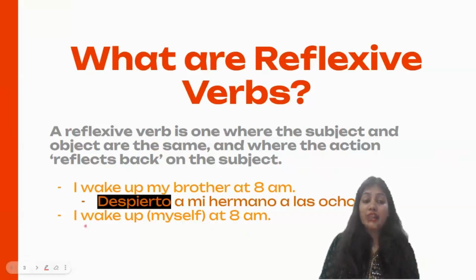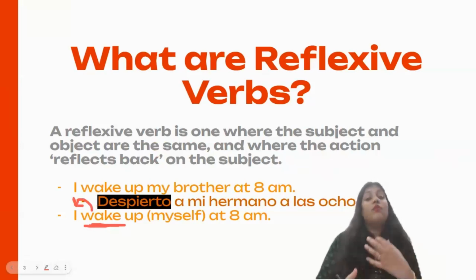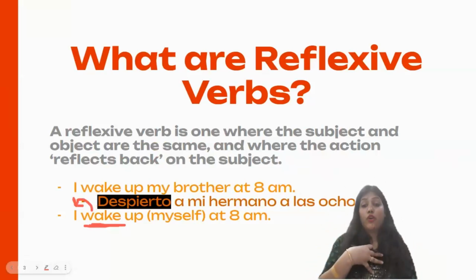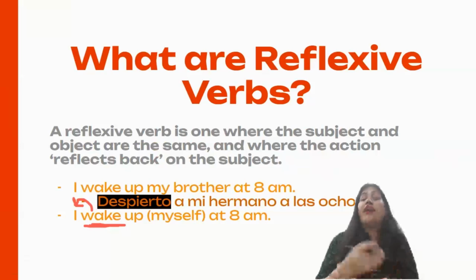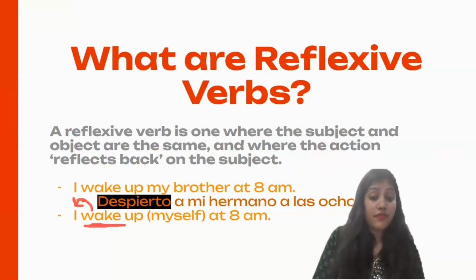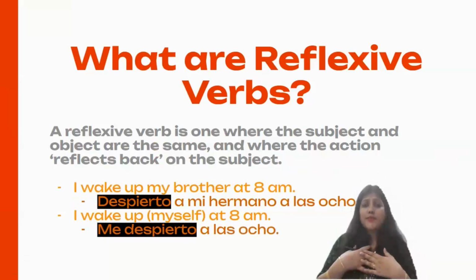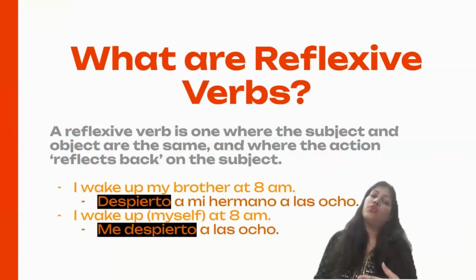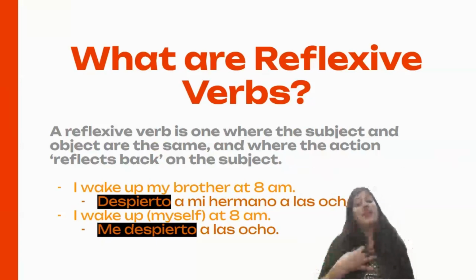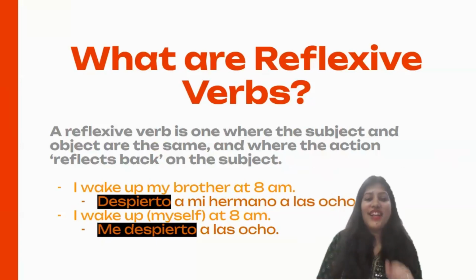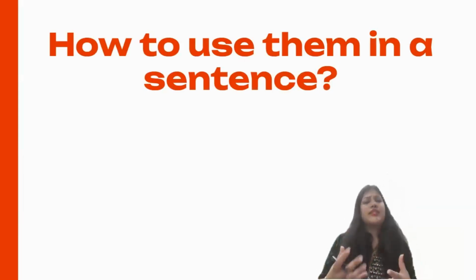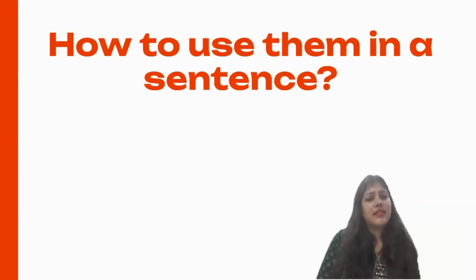So here the action of waking up, who is it used for? For me. So the action is reflecting back on me. That means here I have to use a reflexive verb. So how do I do that in Spanish? I say me despierto a las 8. So I wake myself up at 8 a.m. Okay?